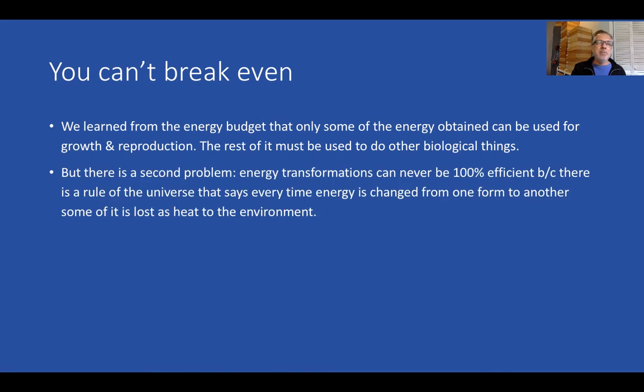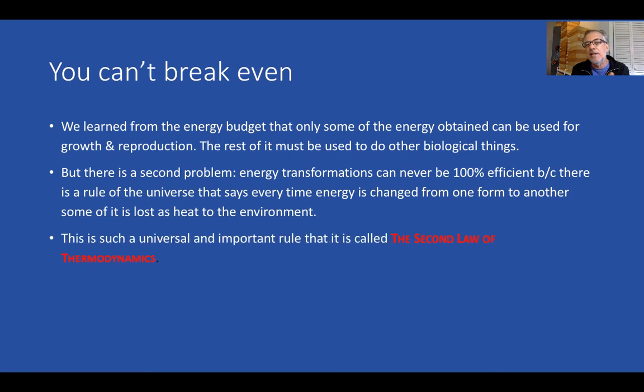But there's a second problem, and that is energy transformations can never be 100% efficient because there is another general rule of the universe about energy. You remember the first one, energy can't be created or destroyed, just changes forms. And this second general law of the universe about energy says that every time energy is changed from one form to another form, some of it is lost to the universe as heat. It's almost like the universe is a little bit like the mafia, right? Every time something happens, the universe gets a little cut of it. Yeah, I never thought of it that way.